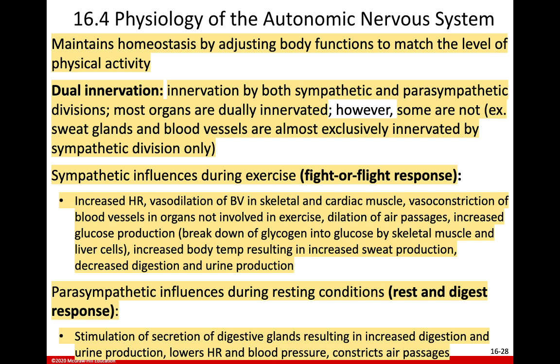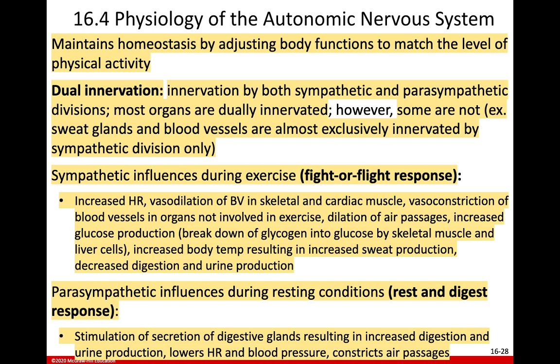Again, this is the dual innervation that I was talking about. Our autonomic nervous system maintains homeostasis of body functions by adjusting those functions to match the level of physical activity. Okay, and we're going to talk about exercise here, but it doesn't just have to be exercise. It could be stress, which is going to have the same effects on your body as if you're exercising.